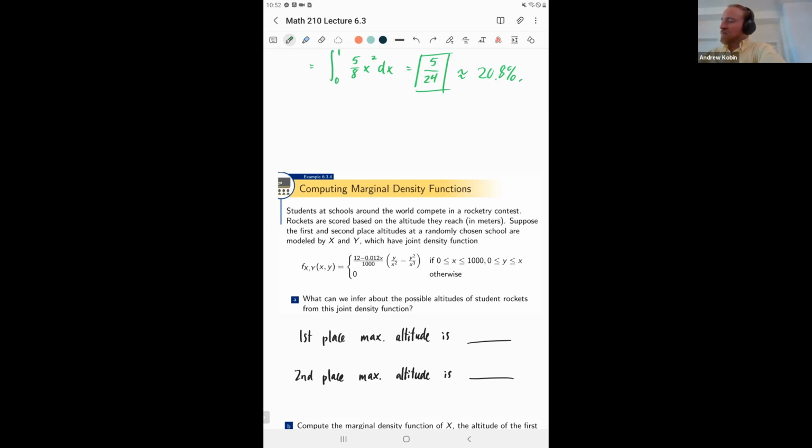And let's state it in terms of what's the maximum possible altitude of any of these rockets among all of the different schools. Well, if we let the first and second place be modeled by the variables x and y in that order, then we see that x is constrained just by the numbers 0 and 1,000, which says that, well, the minimum altitude is 0, but I'm sure that has low likelihood since some of the rockets will get off the ground. But the maximum altitude for x is 1,000 meters.